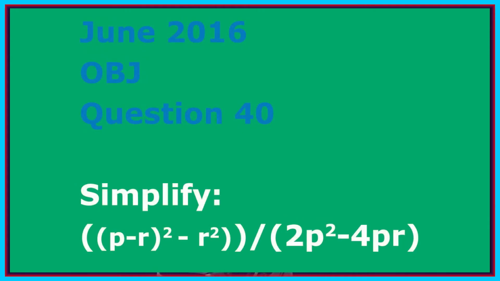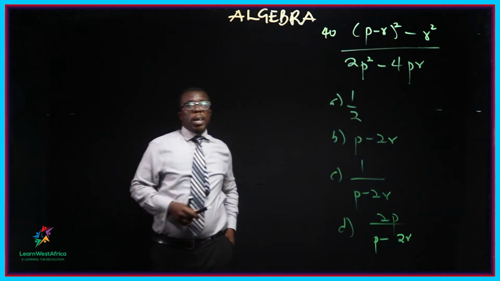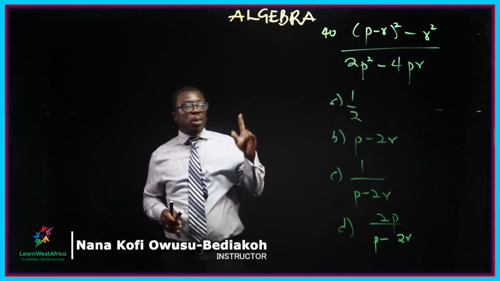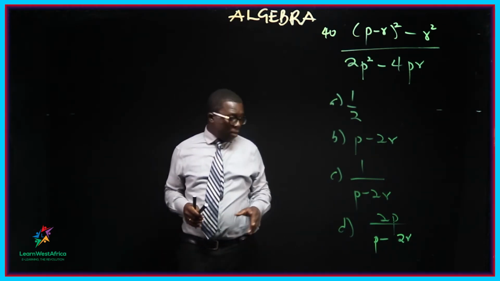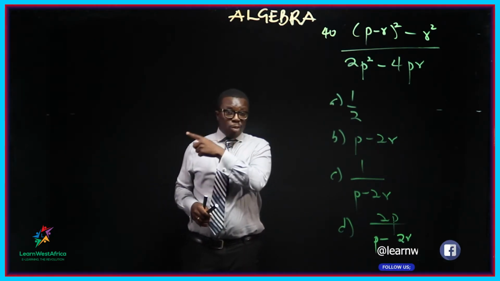Here's question 40, objectives. Simplify p minus r, all squared, minus r squared, all over 2p squared minus 4pr. Then A, B, C, D are the possible answers. Now the problem is what is going to be the answer.